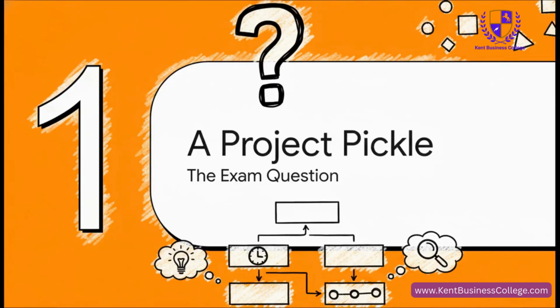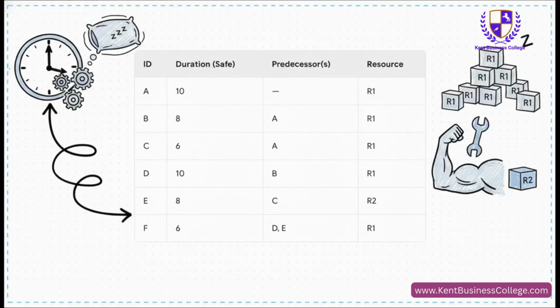Right then, let's get our hands dirty with a proper exam-style question. We're gonna walk through this together, every single step, so by the end of it, you'll know exactly what to do. So don't you worry. So here's what we've got, a table with tasks from A through to F. You can see how long they're meant to take, what needs to finish before they can start, and the resource they need. Now pay attention to 2 things. First, those durations are safe, which is just exam speak for padded out with a bit of fluff. And second, have a look at that resource column. See how nearly everything needs R1? Well, we've only got one of them, and that is our pickle.